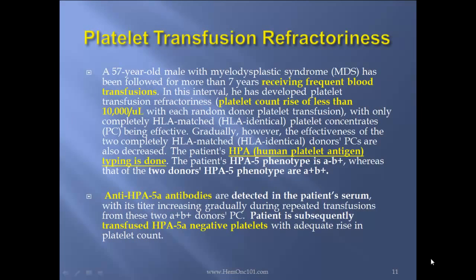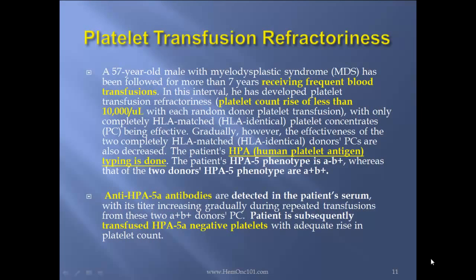Platelet transfusion refractoriness, case report. A 57-year-old male with MDS has been followed for more than 7 years and receives frequent blood transfusions and platelet transfusions. In this interval, he has developed platelet transfusion refractoriness, meaning a platelet count rise of less than 10,000 with each random donor platelet transfusion. So he starts out with random platelet transfusions, with only completely HLA matched platelet concentrates being effective initially. But gradually, the effectiveness of the 2 completely HLA matched donors' platelet concentrates also decreases.